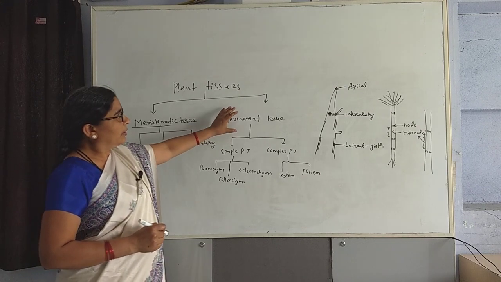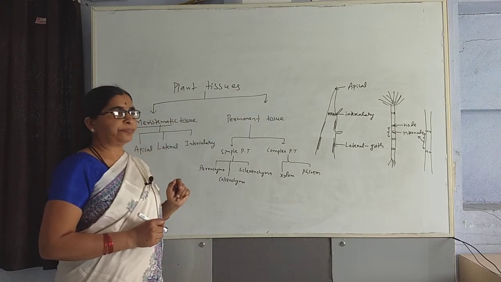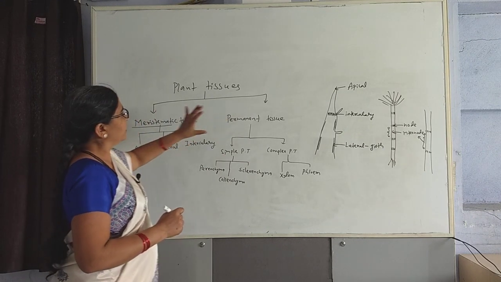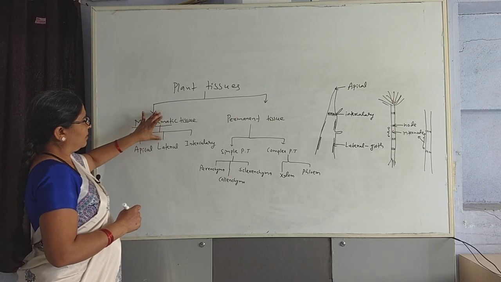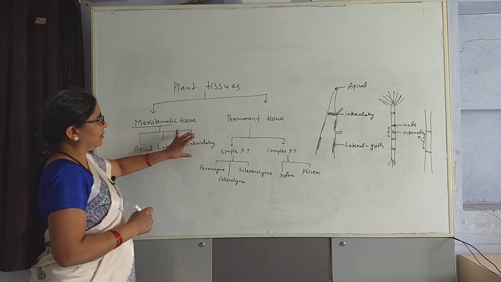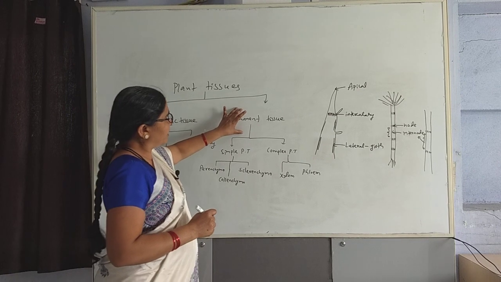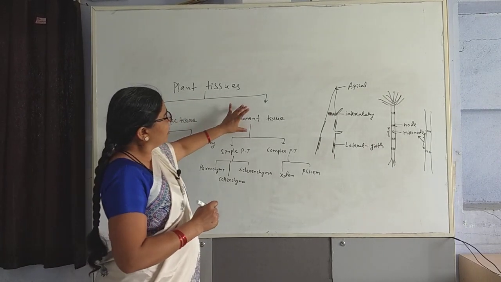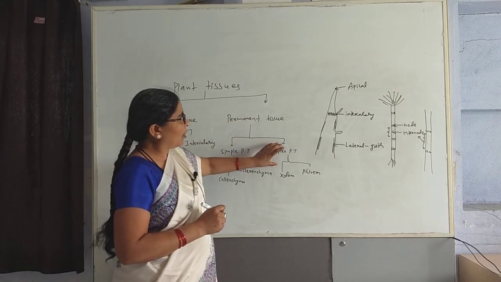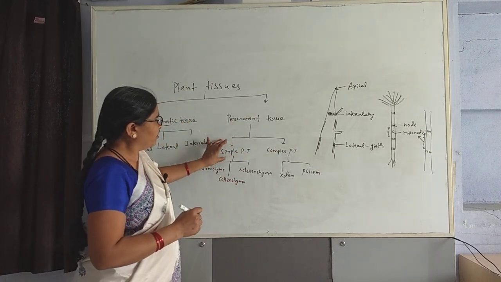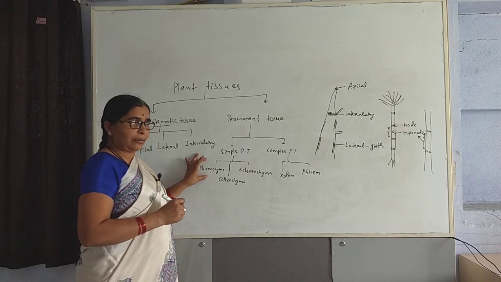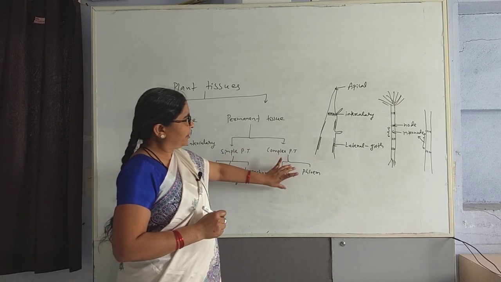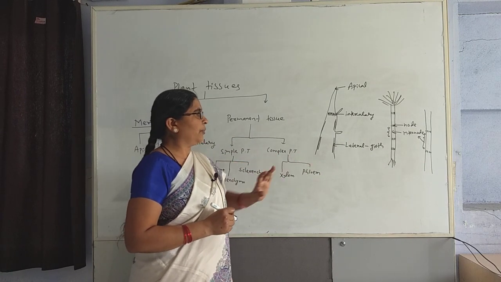Now we will come to the permanent tissue. Don't confuse meristematic and permanent. Again we will repeat the classification. Meristematic: apical, lateral, intercalary. Permanent tissue: simple permanent and complex permanent. Simple permanent: parenchyma, collenchyma, sclerenchyma. Complex permanent tissue: xylem and phloem.